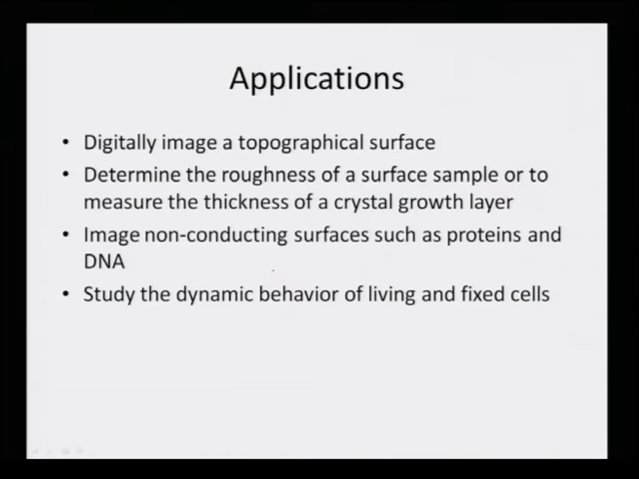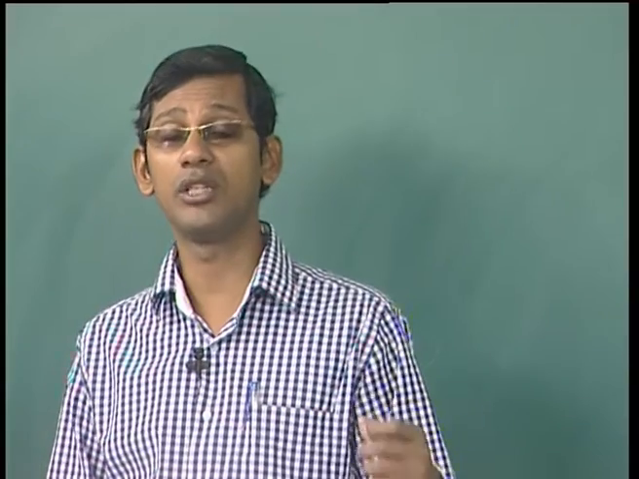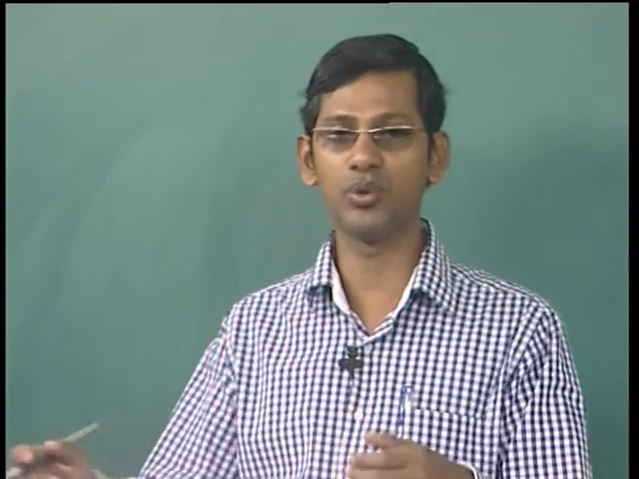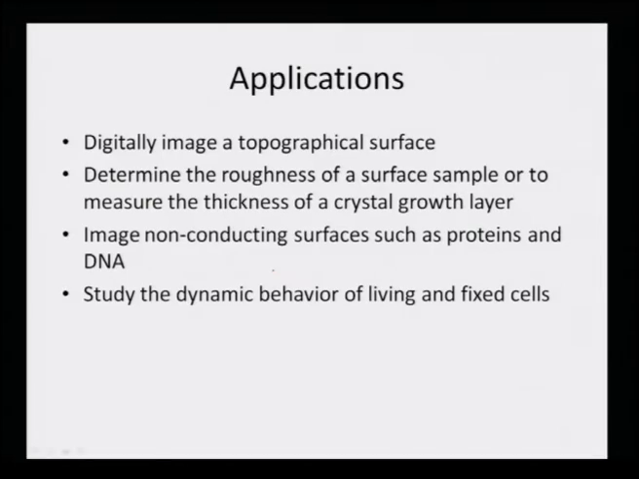This is used for many purposes, like digital images of the topographic surface. This can be used to determine the roughness of a surface sample or to measure the thickness of a crystal growth layer. In fact, this is mostly done to measure the topography of the sample surface. This can be done to the level of atomic resolution, that is, the Angstrom level. So, people are able to get a resolution of the order of 1 Angstrom. So, you can see the atoms on the sample surface, which I'm going to show you also in this, and which I showed you in the case of STM.